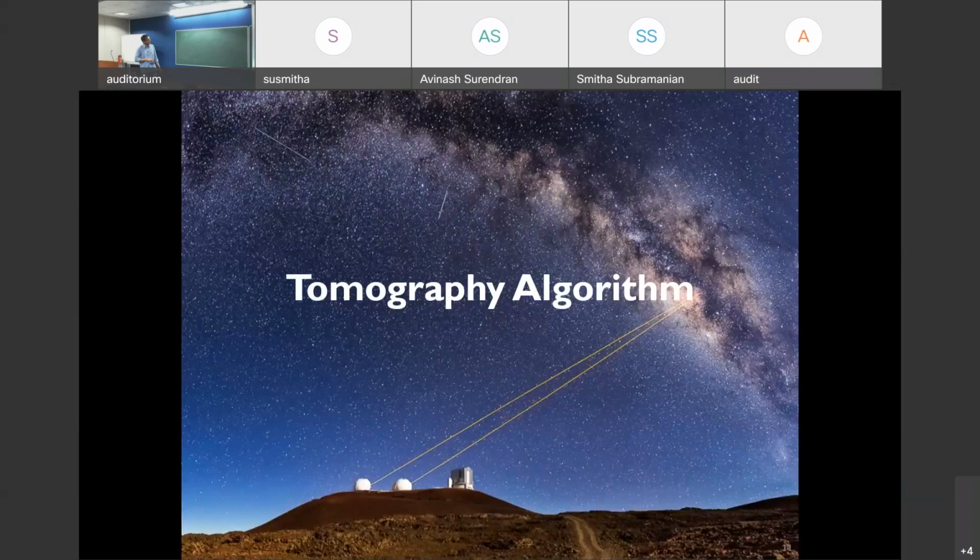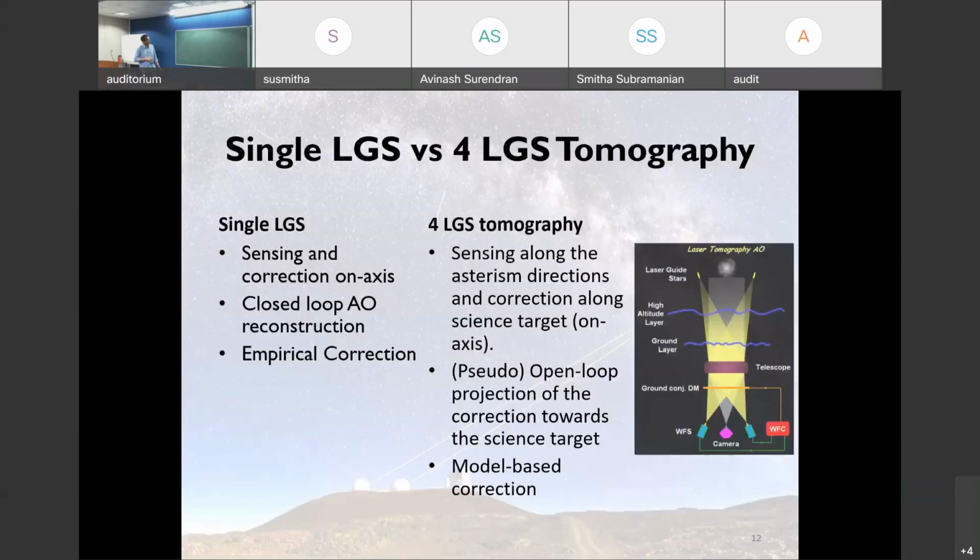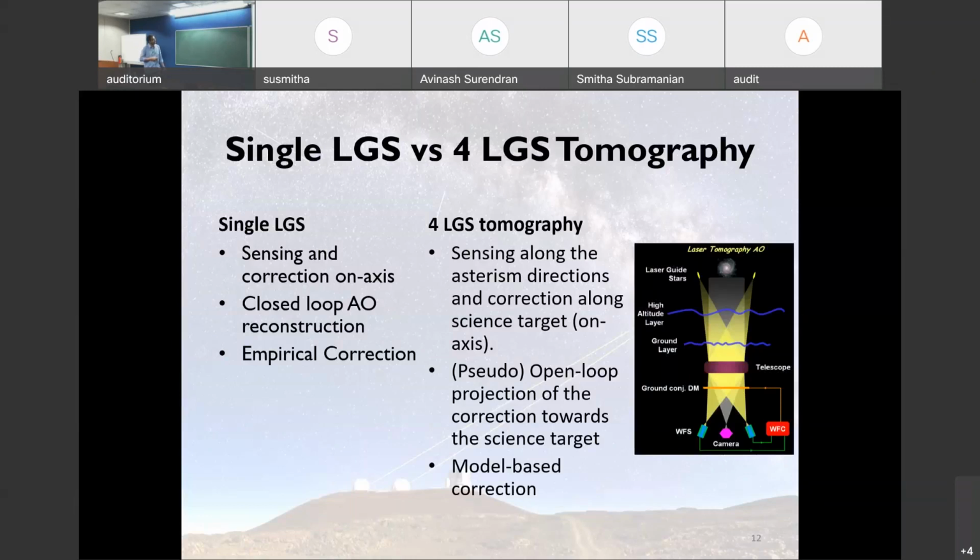So now comes the tomography algorithm. I'll give an idea of how a single LGS tomography compares versus a single LGS AO system versus 4 LGS tomography. As I said before, for a single LGS system the sensing and correction is on axis. You just point the laser exactly in the direction of the science object, and you correct along that direction itself. And you have a closed loop AO reconstruction that I showed in the first slide.